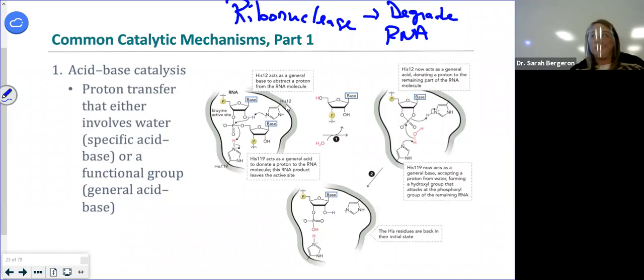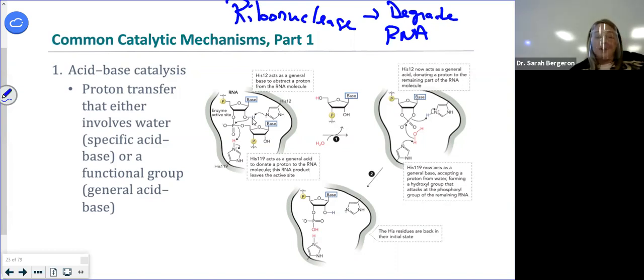So remember, His can act as either an acid or a base depending on the pH, right? So if we look, let's look first at His 12. His 12 is going to act as a general base. If something is a base, what is it going to do? Is it going to give up a proton or is it going to take a proton? It's going to take a proton. Okay, so do you see on this carbon right here, we have a hydroxyl group. So His 12 is going to steal this proton from the RNA molecule.